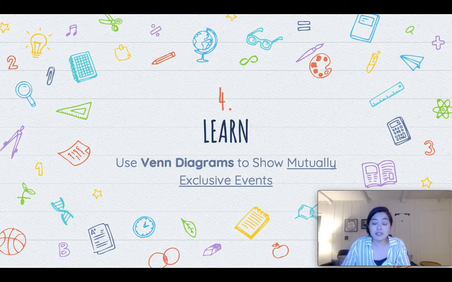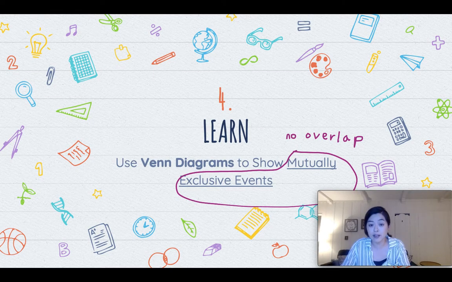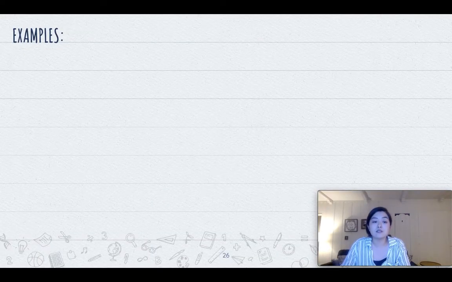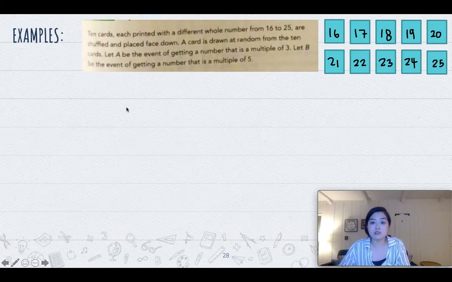All right, so let's look at another example that shows mutually exclusive events. Now this means that there's no overlap between these events. So look at this example. There are 10 cards, each printed with a different whole number from 16 to 25. So I'm going to draw those 10 cards here, okay? A card is drawn at random from 10 cards.